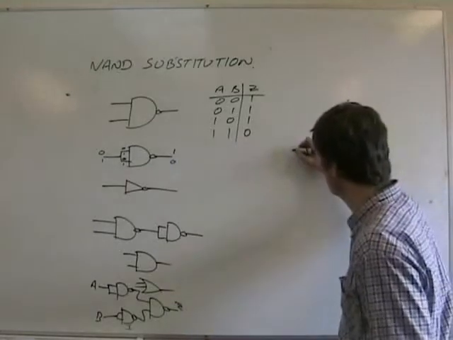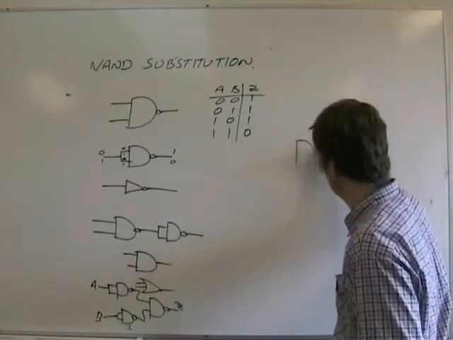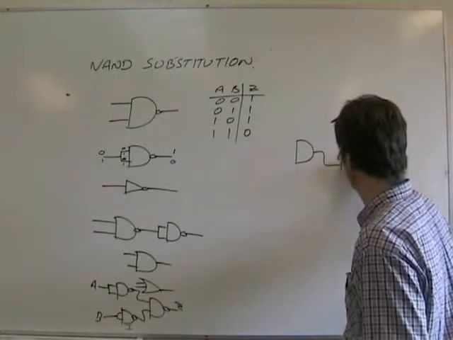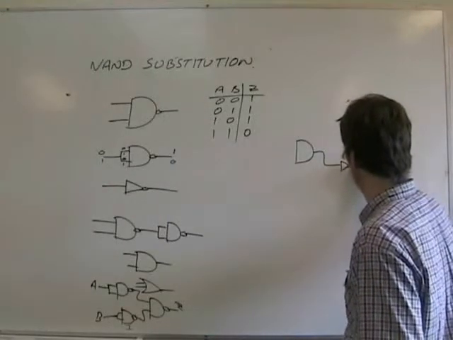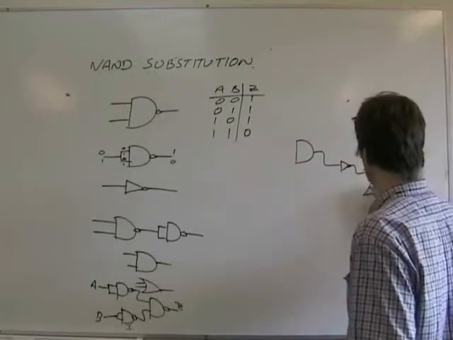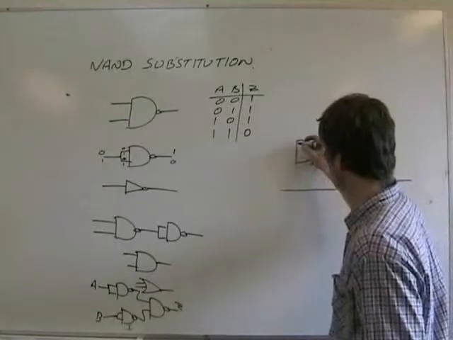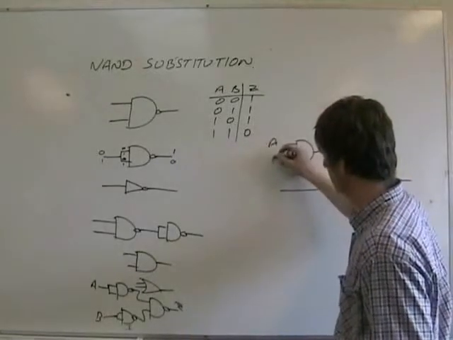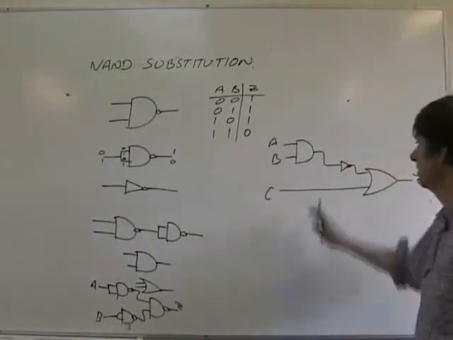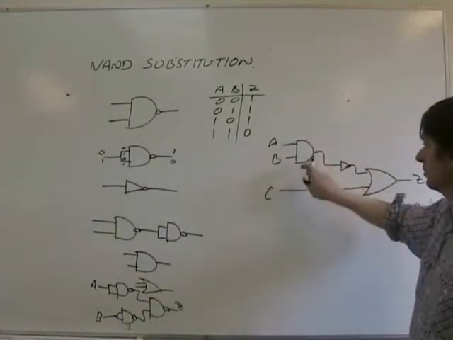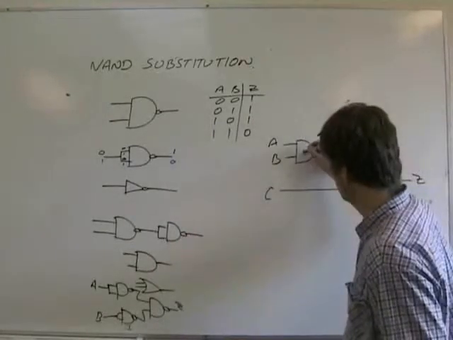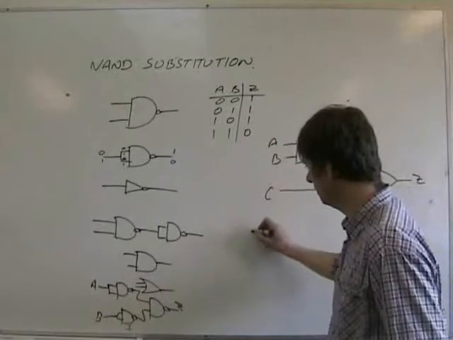So if you consider this system, where we have an AND gate being fed into, let's just say, an inverter, and then an OR gate. Two inputs, A, B, and C, and there's Z. So to do the substitution, instead of drawing an AND gate, you draw that. To keep it neat, you put numbers in your gates.